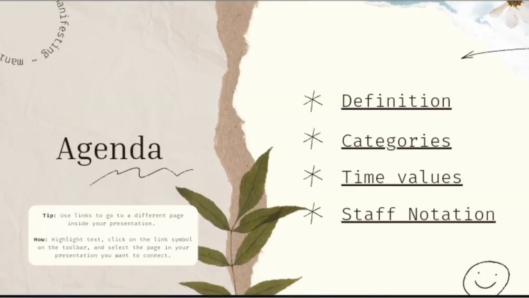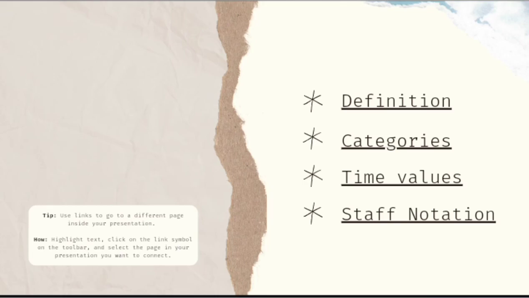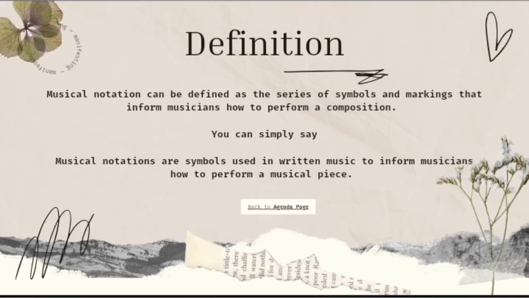So what's in store for us to learn today? We'll be learning the definition of musical notation. We'll be learning the categories of musical notation. We'll talk about time values in musical notation. Then we come to staff notation. I hope you're happy to learn something today. Okay, so, definition of musical notation.